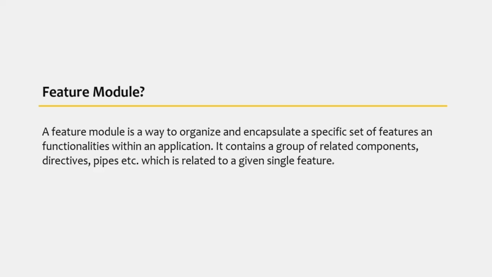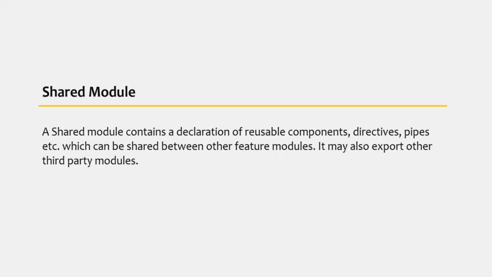Then we also learned about shared modules, and we learned that a shared module will contain declarations for reusable components, directives, pipes, etc. that may be required by multiple feature modules. And it may also export third-party modules like Angular Material. So now let's talk about core modules.